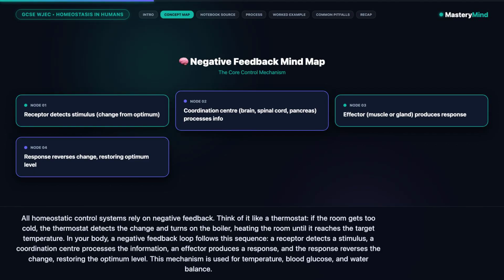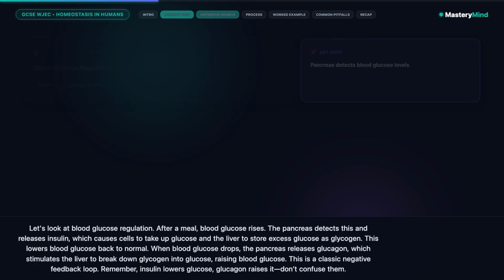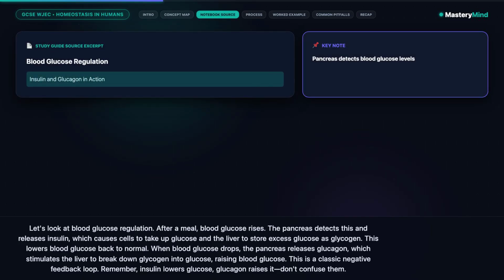Let's look at blood glucose regulation. After a meal, blood glucose rises. The pancreas detects this and releases insulin, which causes cells to take up glucose and the liver to store excess glucose as glycogen. This lowers blood glucose back to normal. When blood glucose drops, the pancreas releases glucagon, which stimulates the liver to break down glycogen into glucose, raising blood glucose. This is a classic negative feedback loop. Remember, insulin lowers glucose, glucagon raises it, don't confuse them.